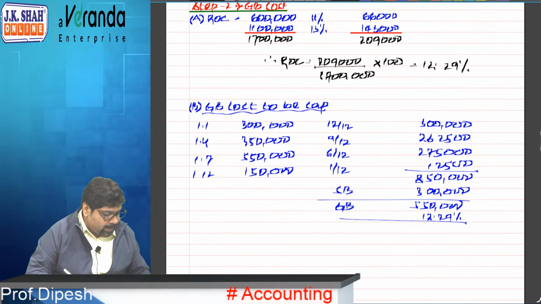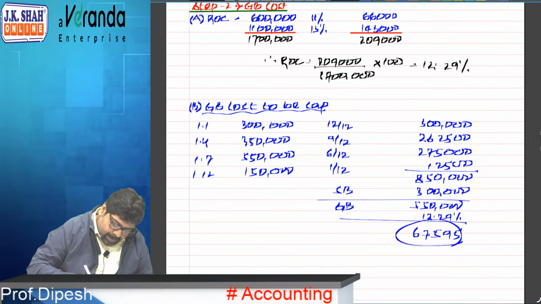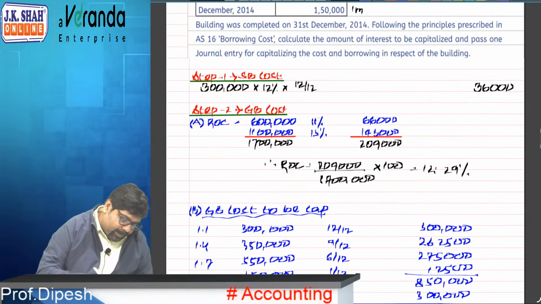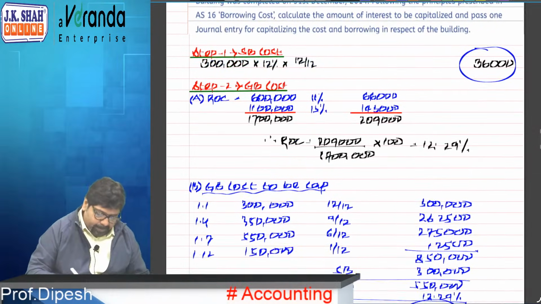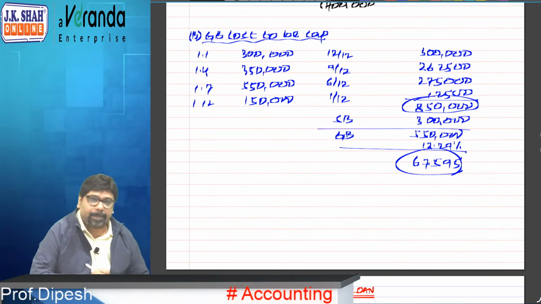So minus 3 lakhs, 5,50,000 into 12.29%, that is 67,595. Correct? Now, Chartered, the total borrowing cost to be capitalized is how much? 36,000 plus this. So this is the money which you have spent in total.